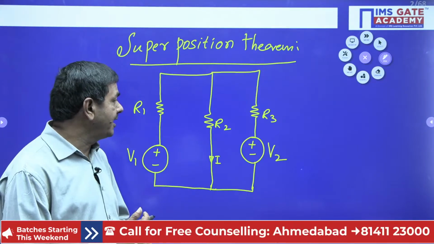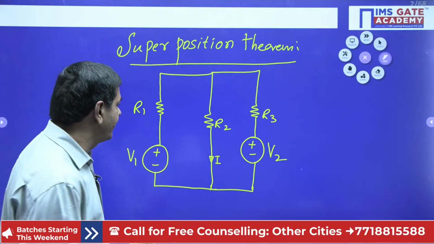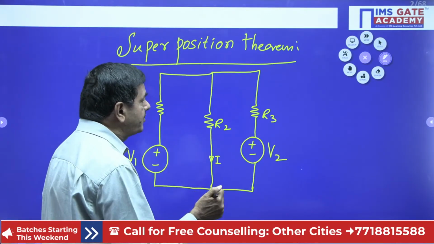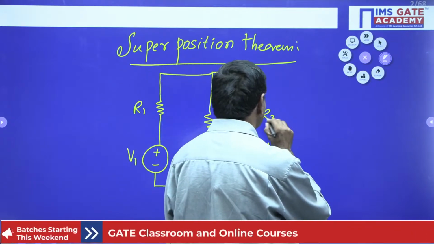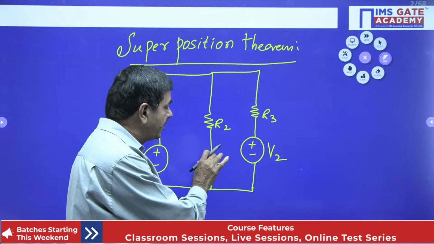Sir, why are you applying superposition? Because we have more than one source, it is applicable. Understand my point now. In this case, the circuit is to be redrawn this way. By selecting individual sources, you find the current I.